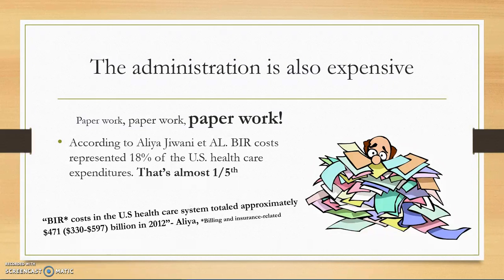The administration is also expensive. Due to the multi-payer system that the United States has adopted over the many decades, our paperwork has increased by a lot. According to Aliyah Jawani and all the contributors, billing and insurance-related costs represented 18% of the US healthcare expenditures. That's a fifth. 1/5 of the costs were just to bill you.